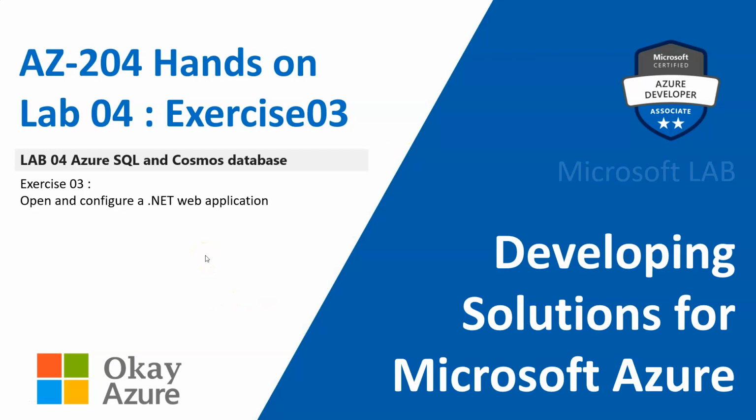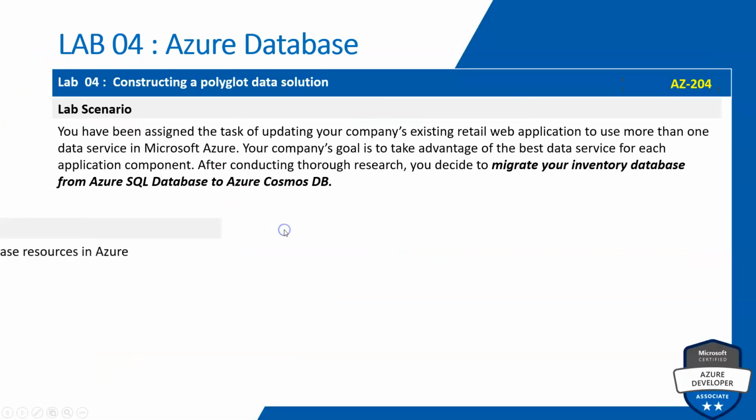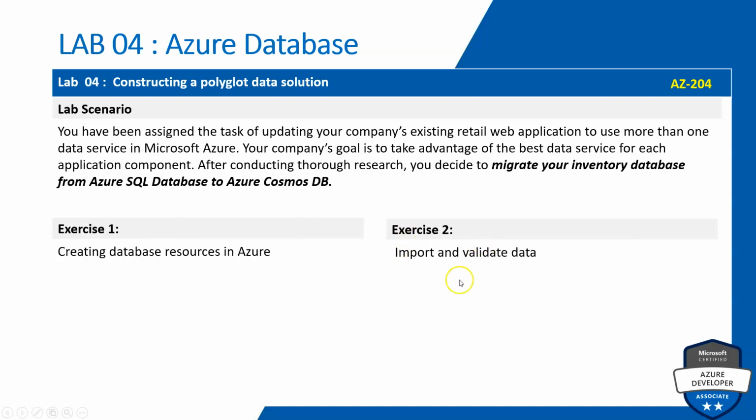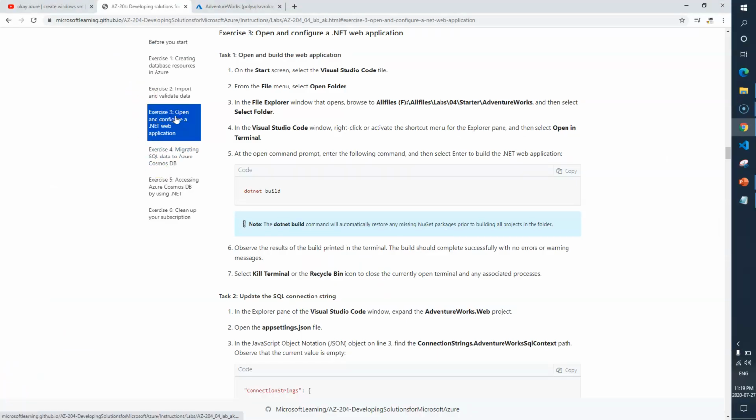So in this video we are going to work on a .NET web application. Here is the lab scenario, and so far we are done with exercise 1 and exercise 2. In this video we'll work on exercise 3. Let's go to the instruction page. So here we are, exercise 3. It says open and configure a .NET web application.